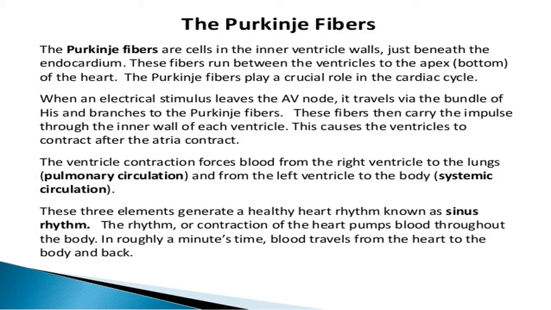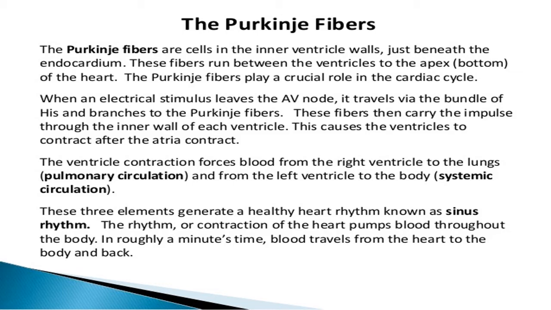Then coming to the Purkinje fibers. The Purkinje fibers are cells in the inner ventricle walls just beneath the endocardium. These fibers run between the ventricles to the apex of the heart. The Purkinje fibers play a crucial role in the cardiac cycle. When an electrical stimulus leaves the AV node, it travels via the bundle of His and branches to the Purkinje fibers. These fibers then carry the impulse through the inner wall of each ventricle. This causes the ventricles to contract after the atria contract.